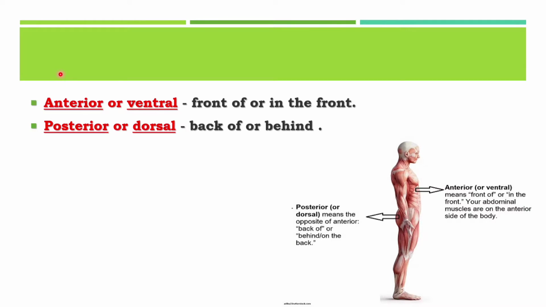Starting with the anterior or ventral term, it is something which is in front. For example, this is a human body and these are the abdominal muscles. The abdominal muscles are anterior to the human body because they are in front of the human body. Whereas if we take the example of the gluteus muscles, they are posterior to the human body. So they are posterior or dorsal, that means something behind or at the back. Something which is in front is known as anterior or ventral.